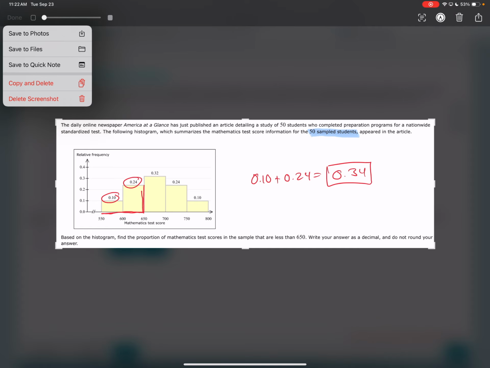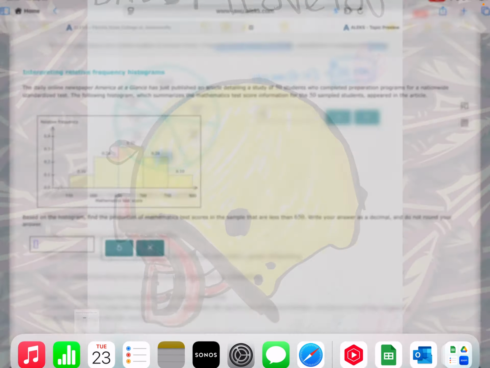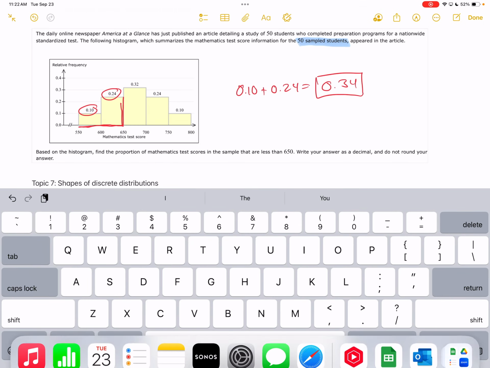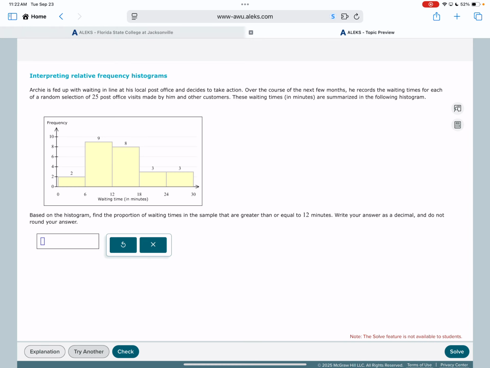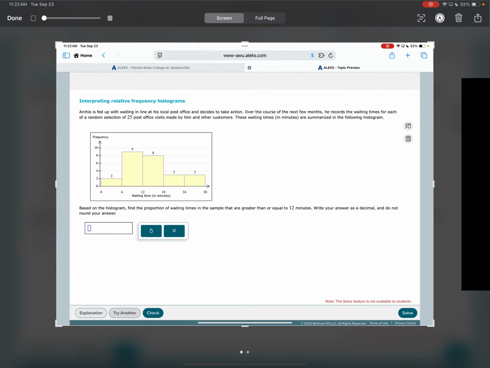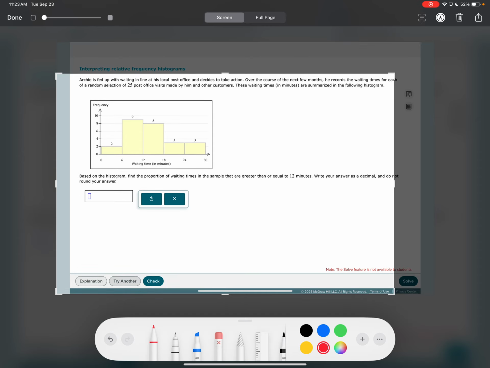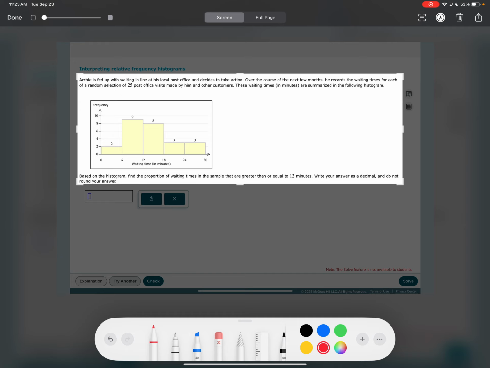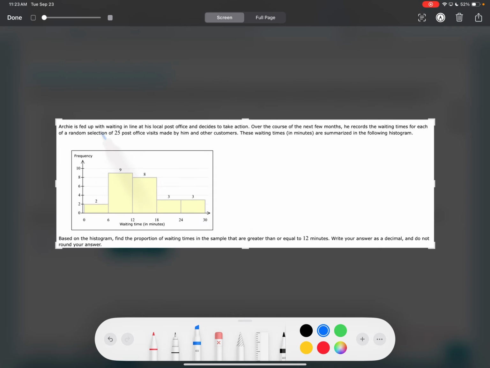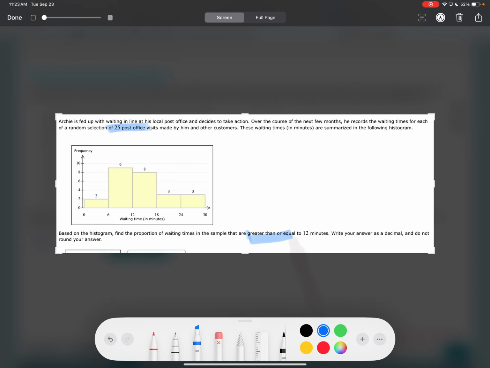Not super difficult, but you're doing this problem, going through it, and let me show you what happens. You get to this next problem, and you answer it, and you get it wrong. On this one, you have a sample of 25 post offices. Find the proportion of waiting times in the sample that are greater than or equal to 12. Greater than or equal to 12, you come over here and do what we just did: it's 8 plus 3 plus 3, that's 14.